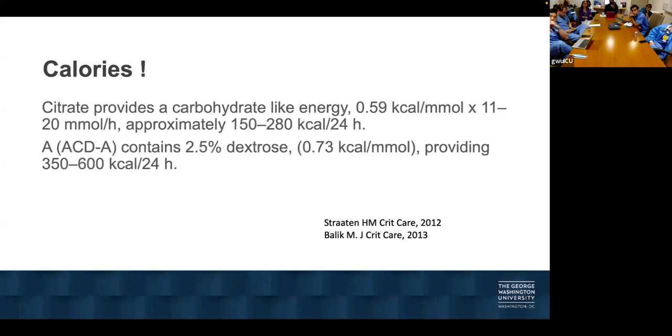There will be calories in this. This is between 350 to 600 kilocalories. So this has calories in it, and the nutritionist has to be aware of this.